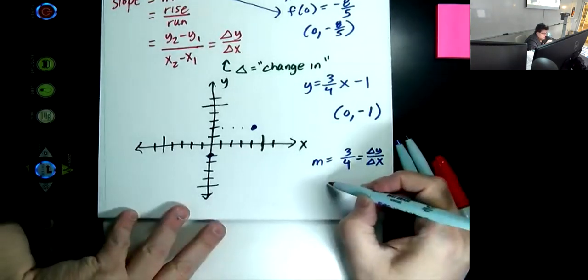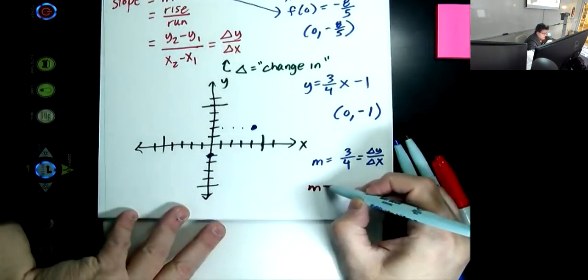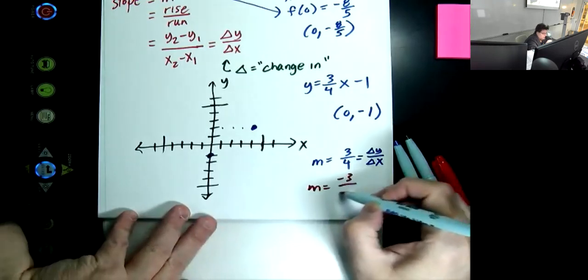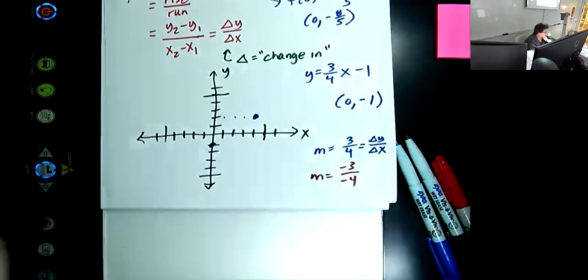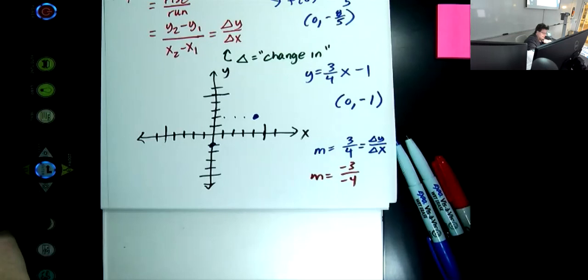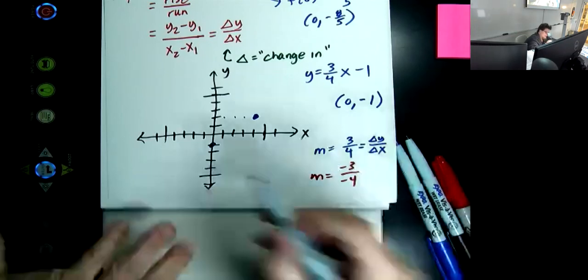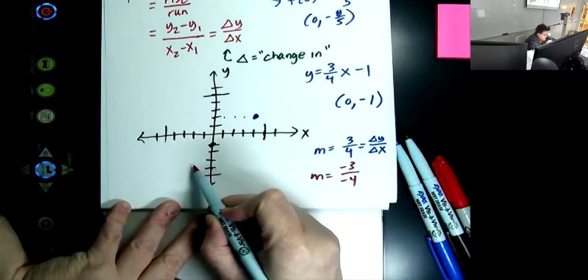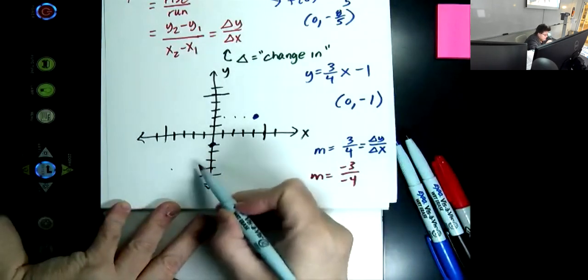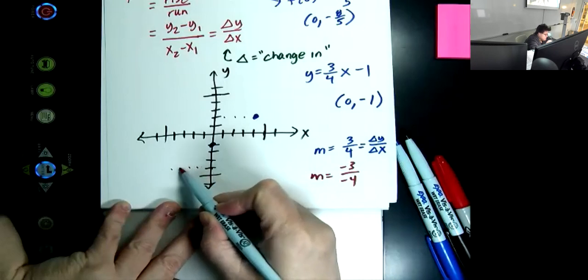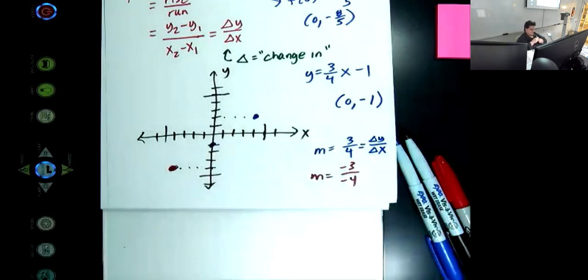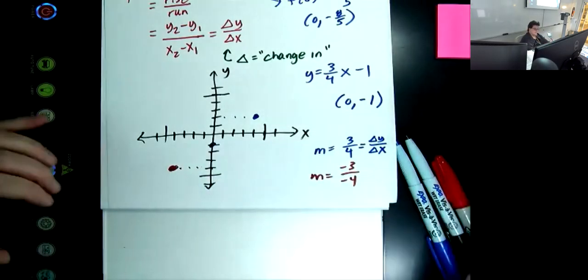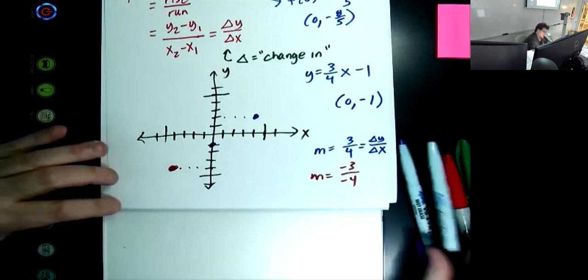Alternatively, if I introduce two negative signs, I could write this as -3 over -4, and it shows me going the other direction. I go down 3 now and left 4. And then I connect the dots.